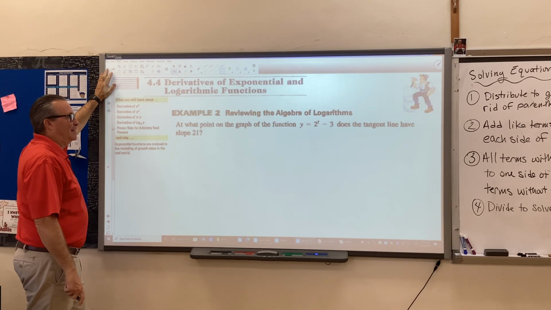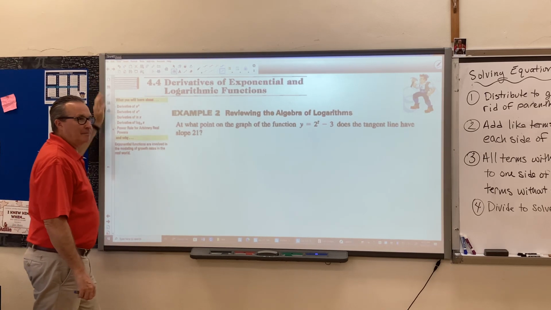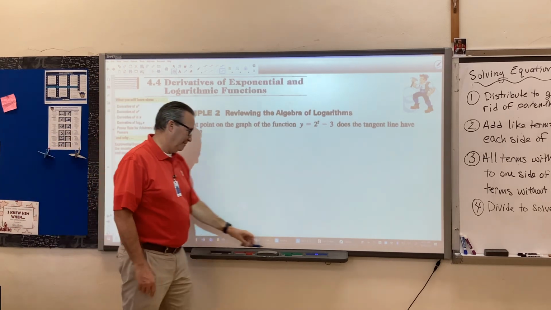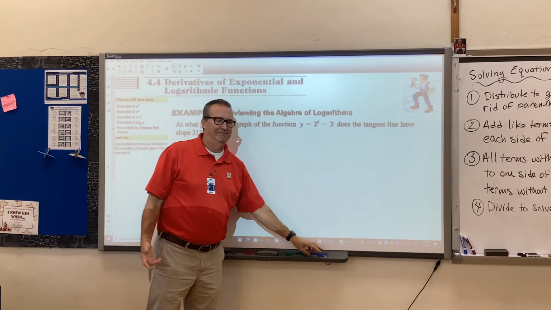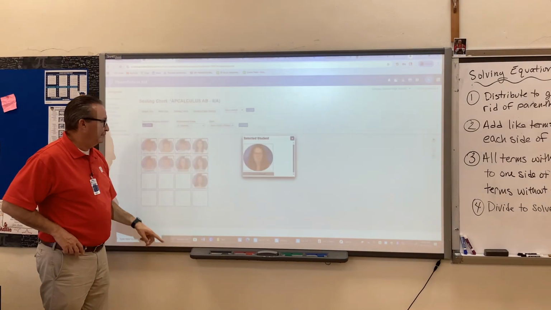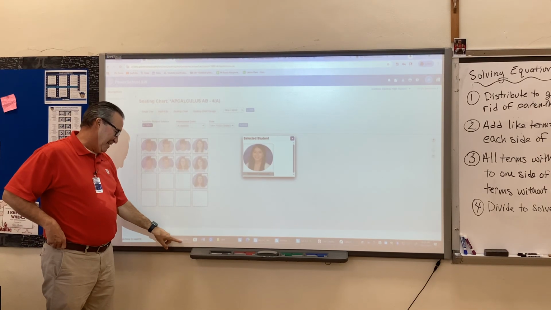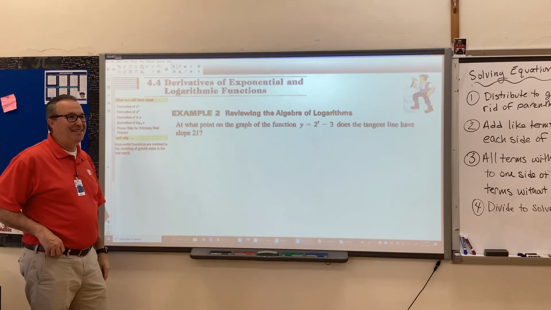What about this function? y equals 2 to the t minus 3. At what point on the graph does the tangent line have a slope of 21? I don't know this one. It's the easiest one of the day.